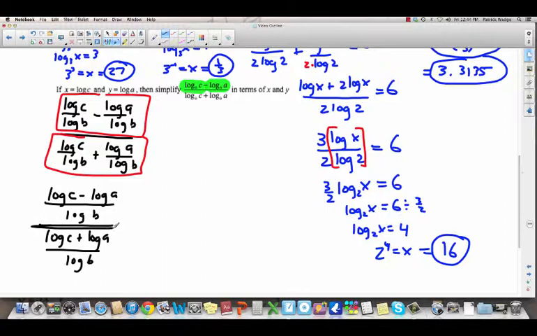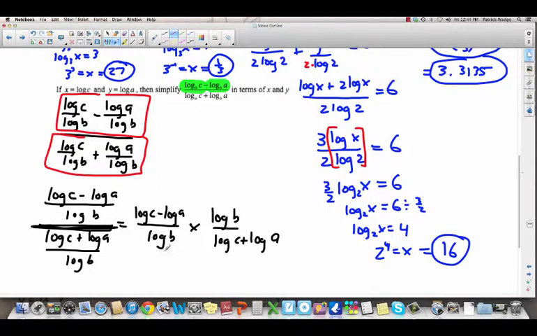Now, this line right here means divide. So what we can do is take the top part, log c minus log a over log b, and divide it by the bottom, but when we divide, we multiply by the reciprocal. Log c plus log a. Why is that useful? Because you can now cancel these out. You're left with log c, which is x, minus log a, which is y, over log c, which is x, plus log a, which is y. So you're left with x minus y over x plus y.